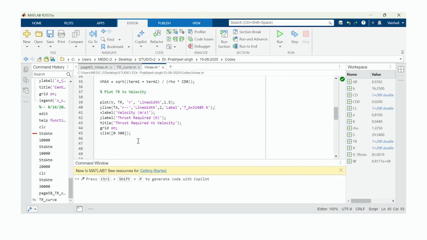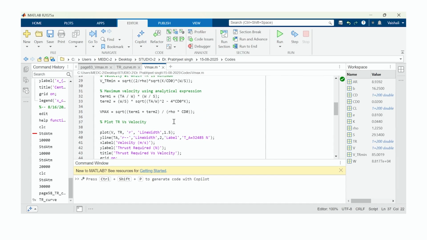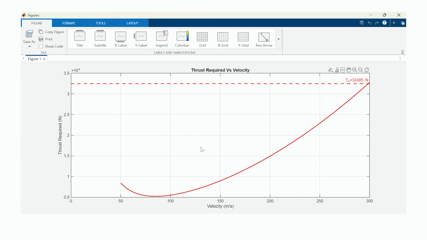Now let us see what it has got for us. I am saving it and I am running the code. Now see here, we saw earlier that around 300 meters per second we have the high speed intersection of the thrust required curve with the thrust available. Now if you focus here, it is again approximately 300 meters per second.